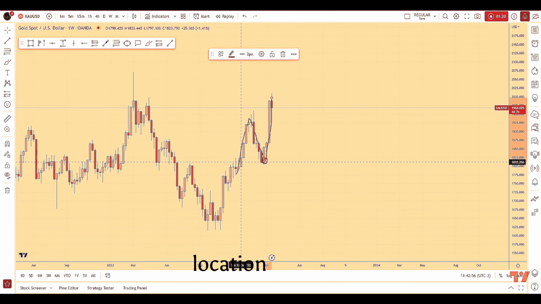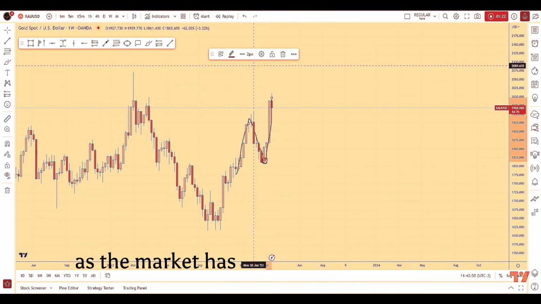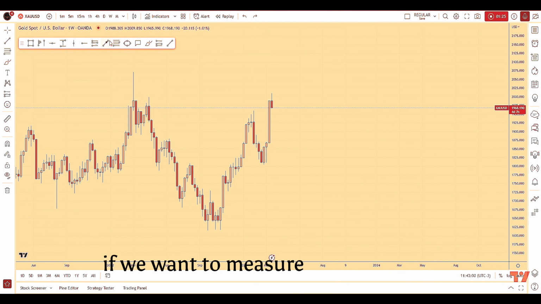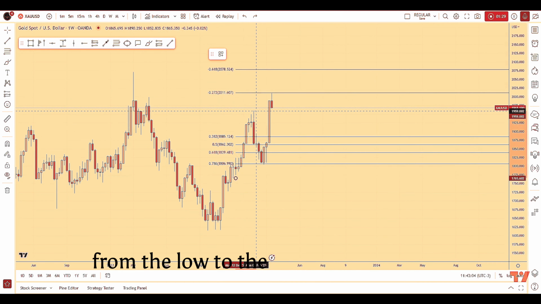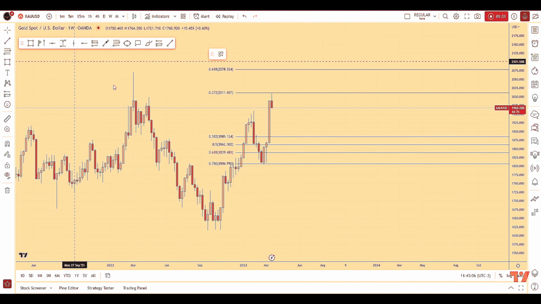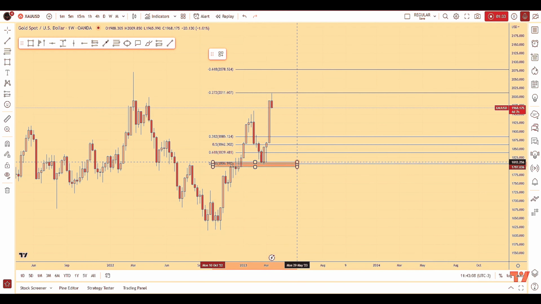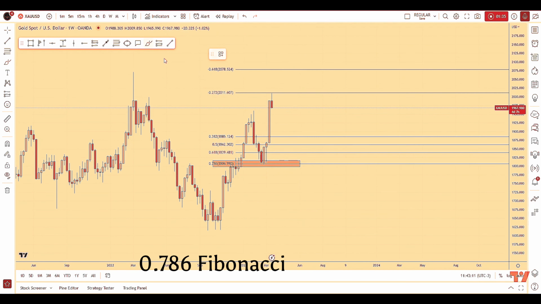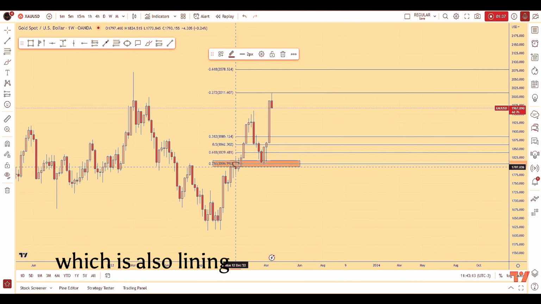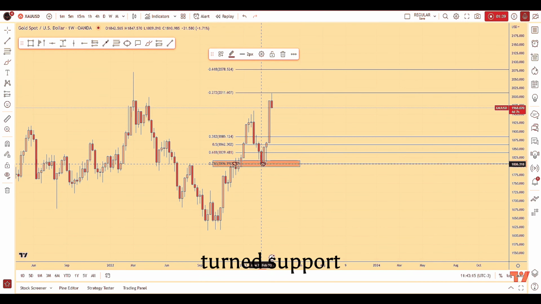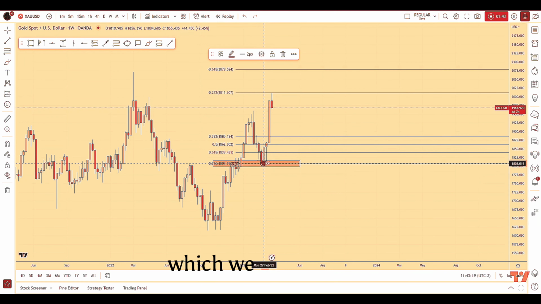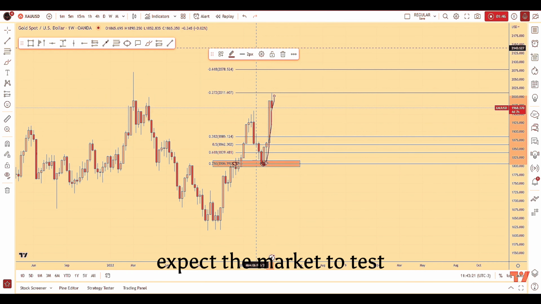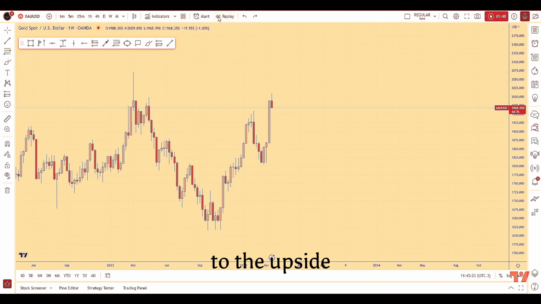for more free education. However, as the market has now created the impulse, if we want to measure the correction, what we have to do is take our Fibonacci from the low to the high of the impulse. And if we do that, we can see how we have a perfect 0.786 Fibonacci retracement, which is also lining up with previous resistance turned support, creating a confluence of support at this area, which we could in fact expect the market to test and then to start to reject to the upside.